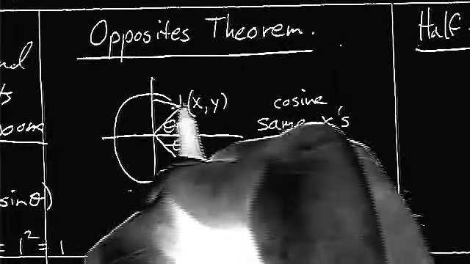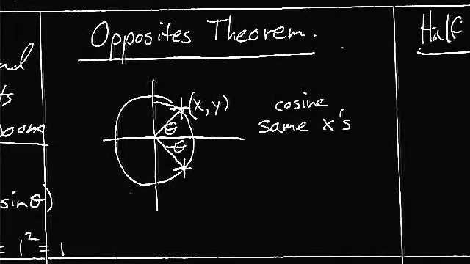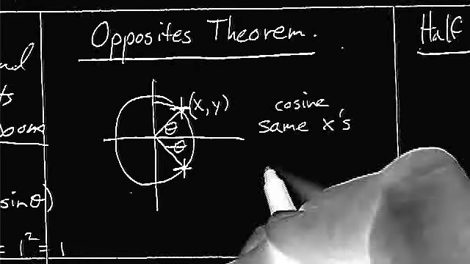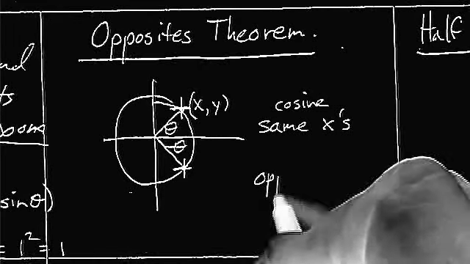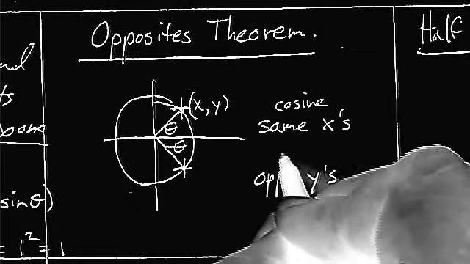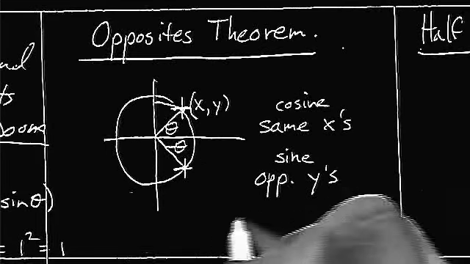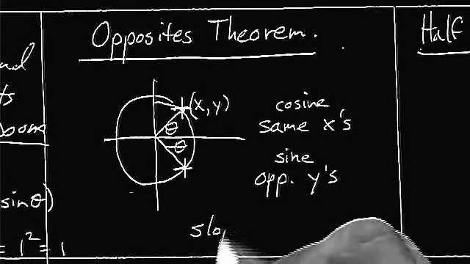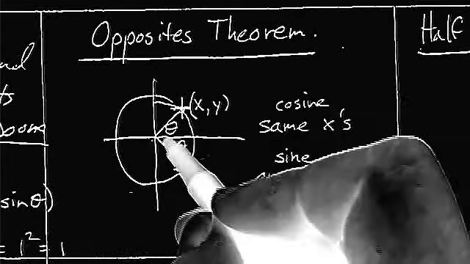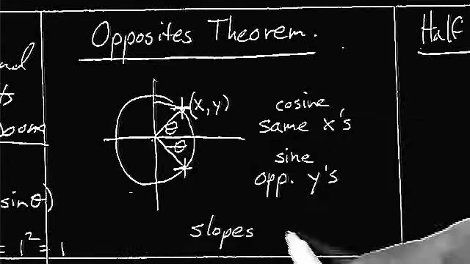What do you think about the y values? We have a y value here and a y value here. Do you think they're the same y values or opposite y values? That's right, they are opposite y values. That's your sine function, right? So the sines of opposites are opposites. What do you think about the slopes? Slopes, are they the same or are they opposites? They are opposites. I should say opposite slopes. And that goes with tangents, right?